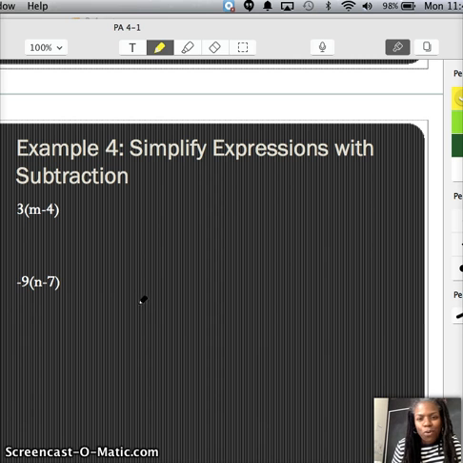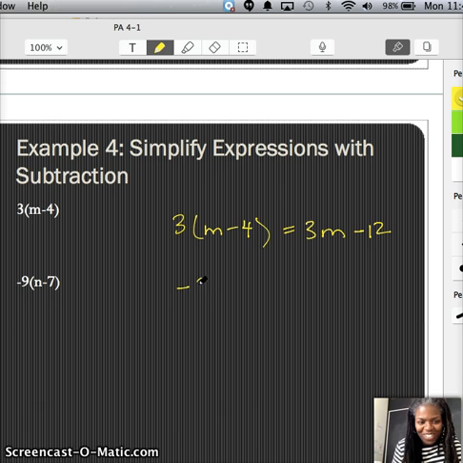All right, so example 4, simplify the expression with subtraction. So I've got 3 times m minus 4. So 3 times a positive m is going to be 3m. 3 times a negative 4 is going to be negative 12, right? Because it's a positive 3 times a negative 4. You with me? All right. So I'm sorry, positive 3 times a negative 4 gives me a negative 12.